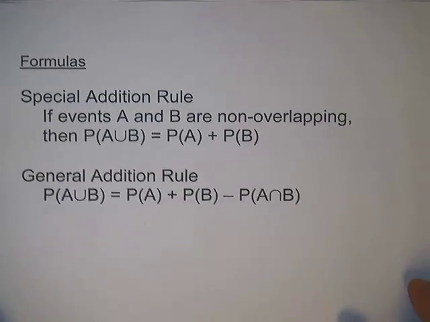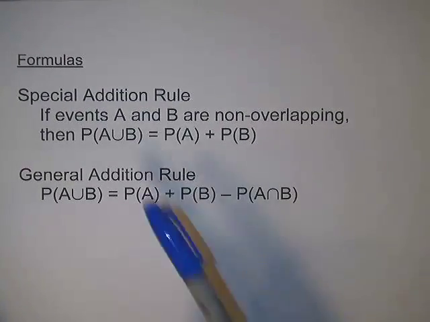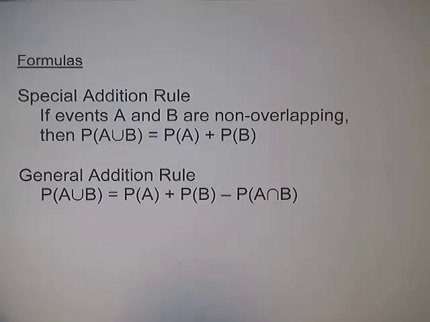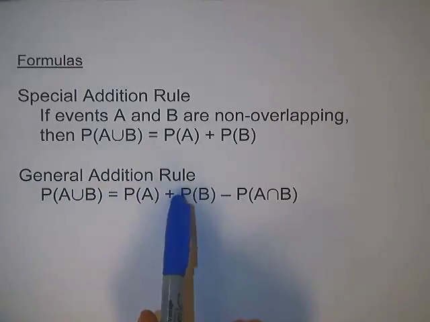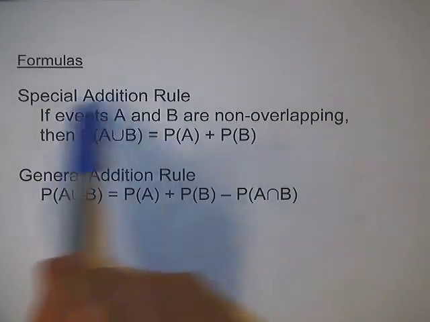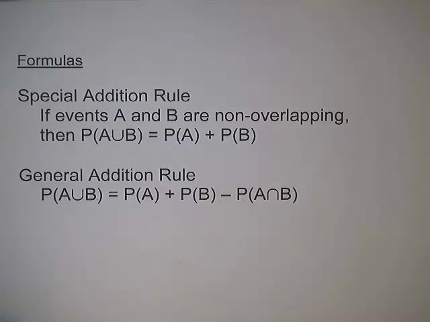All right, so we need a new rule. So the special addition rule, that's the one we just went over. If events A and B are non-overlapping, then the probability of A or B equals the probability of A plus the probability of B. Okay, now the general addition rule, notice, does not have a condition. Okay, this can be used in all cases.